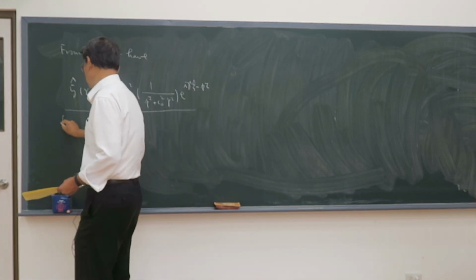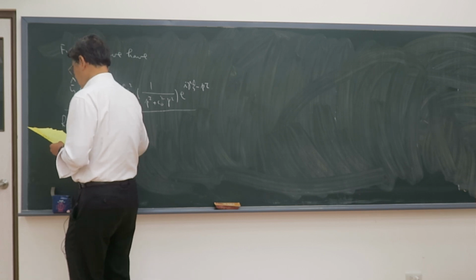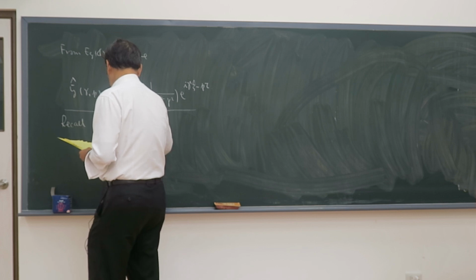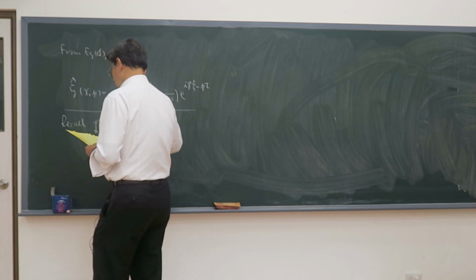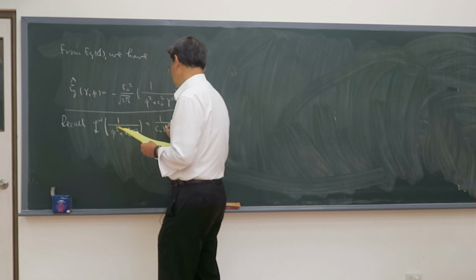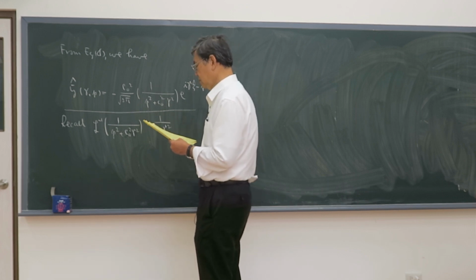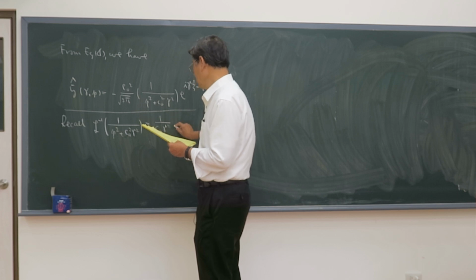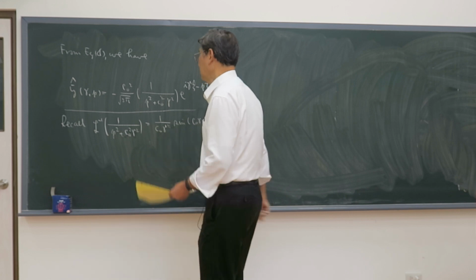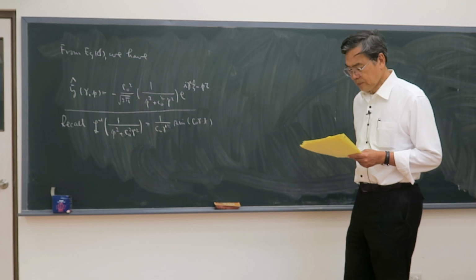So let's recall. In Laplace transform, Laplace inverse of 1 over p square plus c0 square gamma square is equal to 1 over c0 gamma sine c0 gamma t, okay.